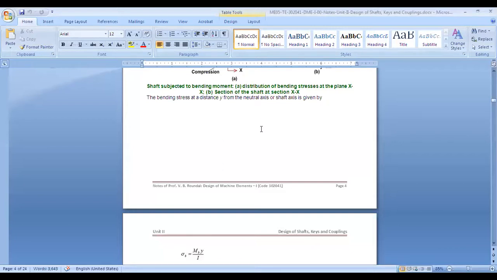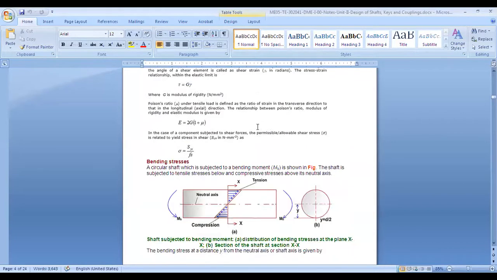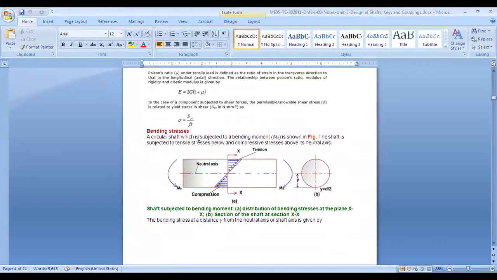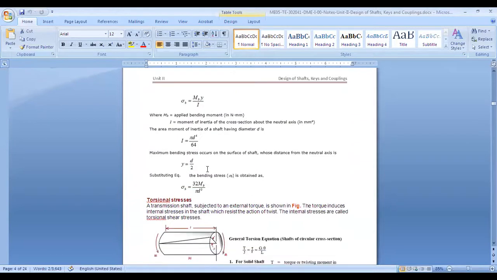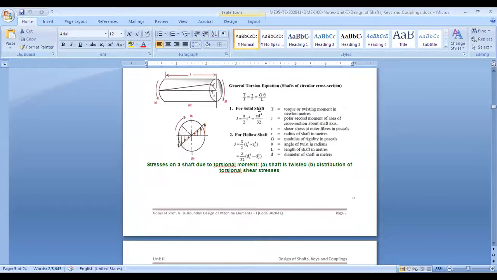So first we went through different stresses, and then we revisited the bending equation and torsion equation. Bending equation we got sigma b is equal to 32 Mb upon pi d cube, right? And from the torsional equation there are three parts: T upon J is equal to tau upon R is equal to G theta by L. We use the first two parts, T upon J is equal to tau upon R, for the design on the strength basis. And with that we used two different theories, maximum principal stress theory and maximum shear stress theory.